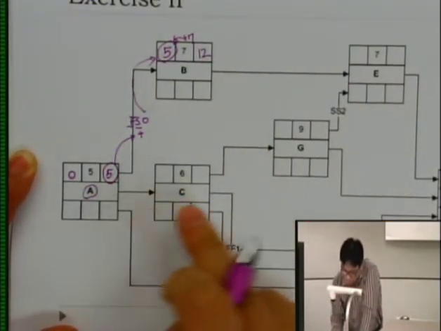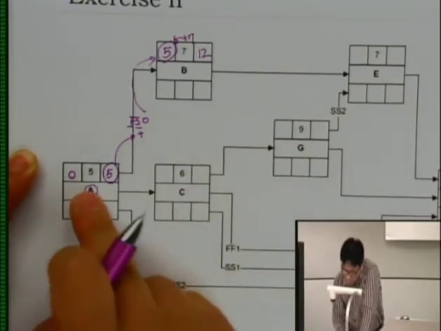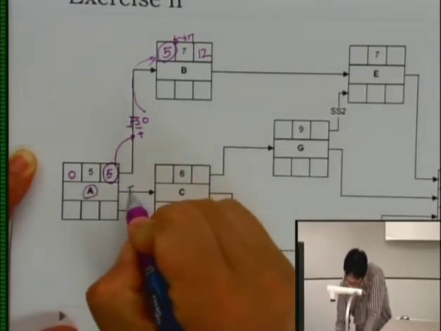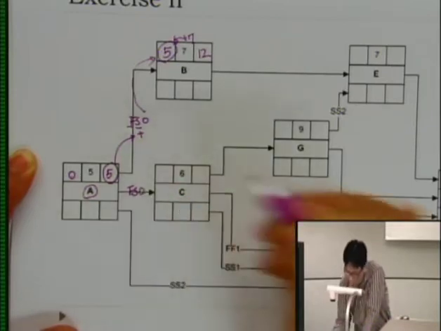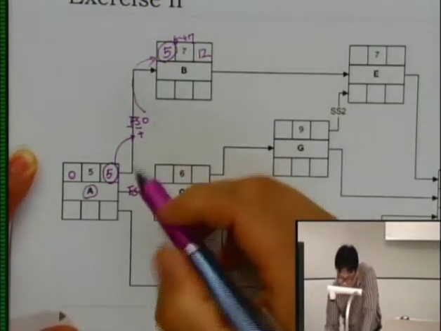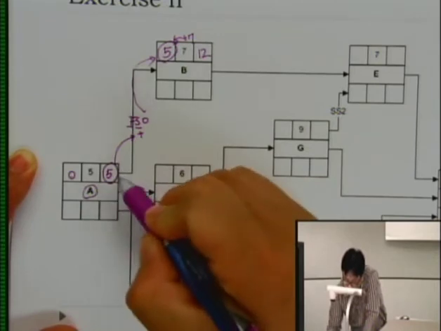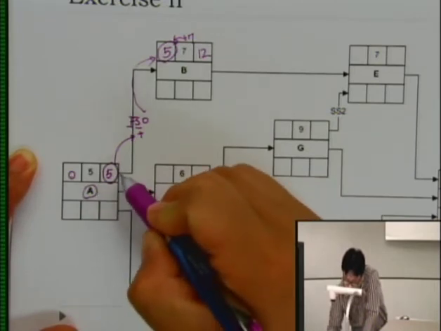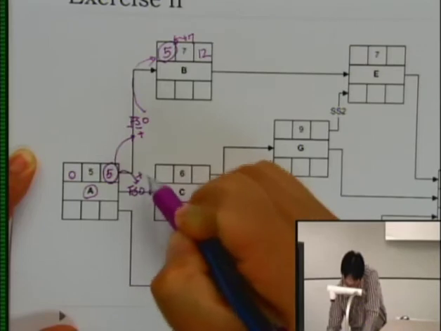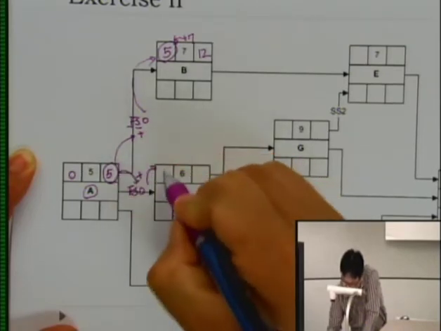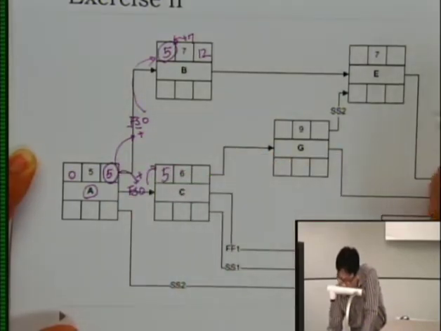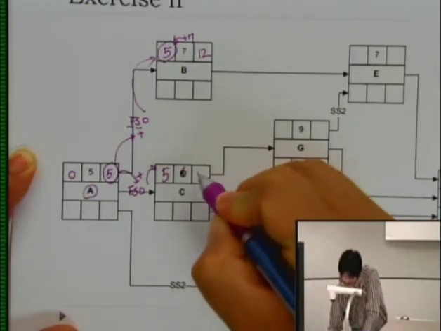Let's look at activity C. If you see A and C, this is a finish to start relationship with 0 day lag. Same logic applies for this. Finish to start. So the early finish of activity A will be 5 plus 0 becomes your start, so 5. Your duration is 6, so it's going to be 11.